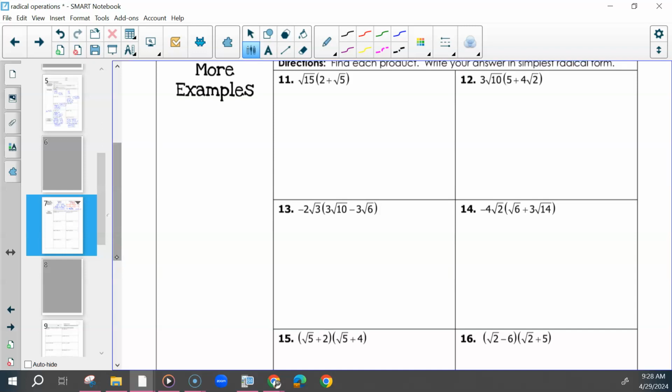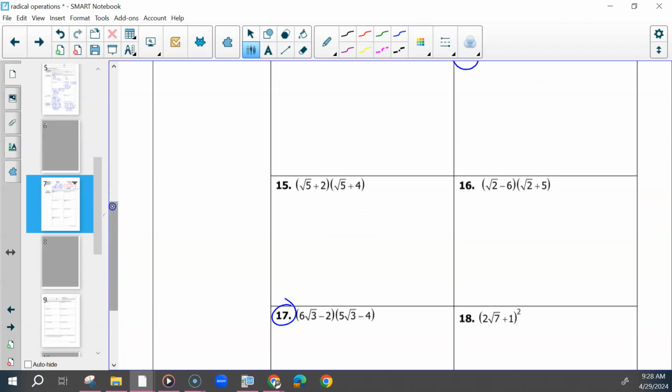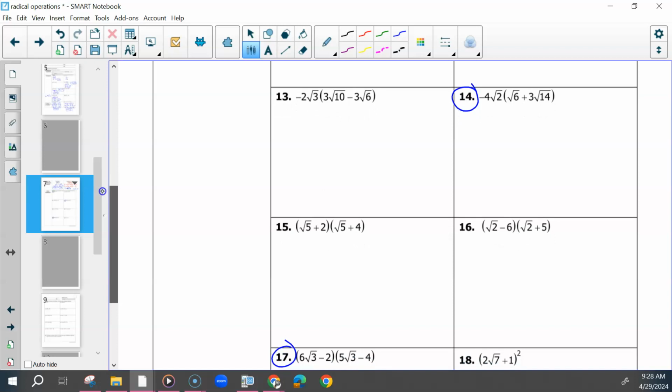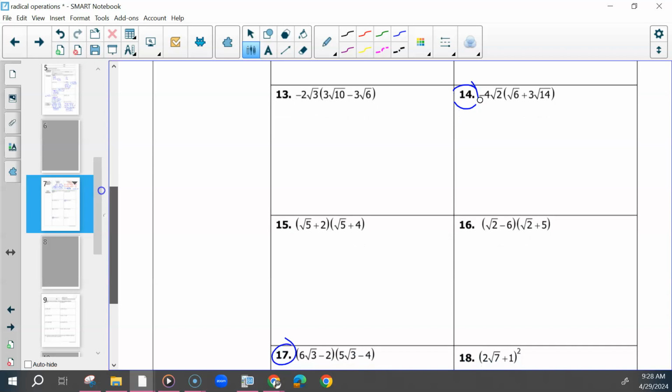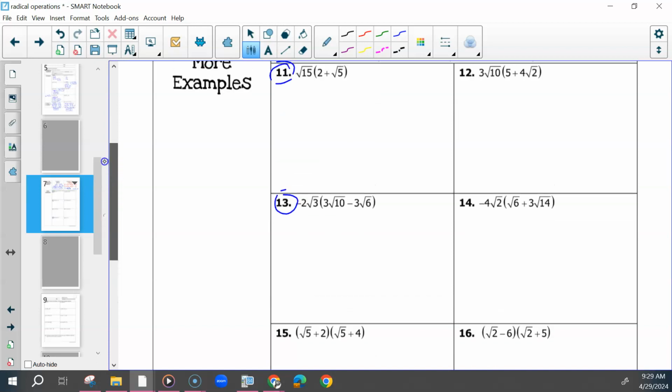11 and 14. 17. 11, 14, 7. Actually, 13. Which one? 13. Not 17. Yeah. Or still 17. I mean, if you can do both. 13 is like 14, so let's do 13 instead of 14.